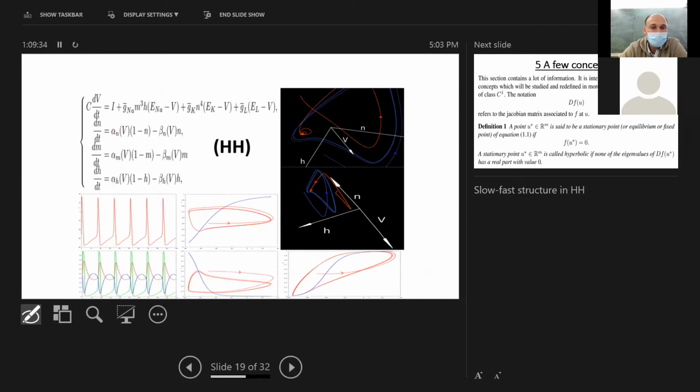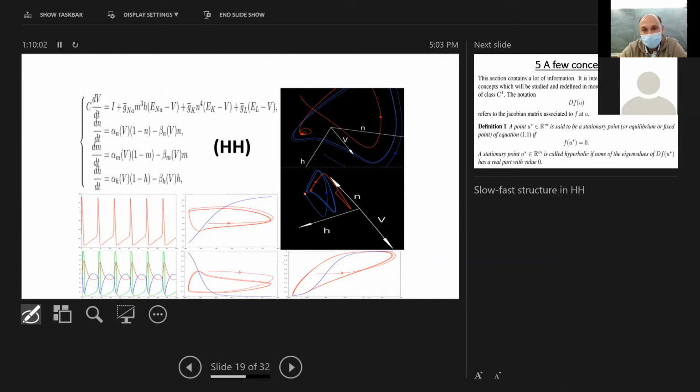All right, and so this one is just to illustrate that. Here you have the Hodgkin-Huxley equation. Here I write in the variables. You can see that this is my initial condition here.